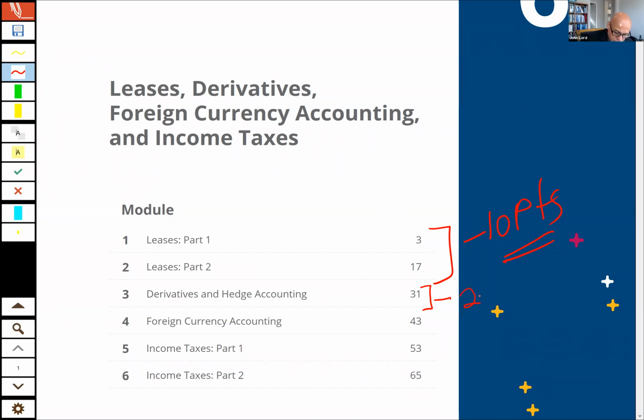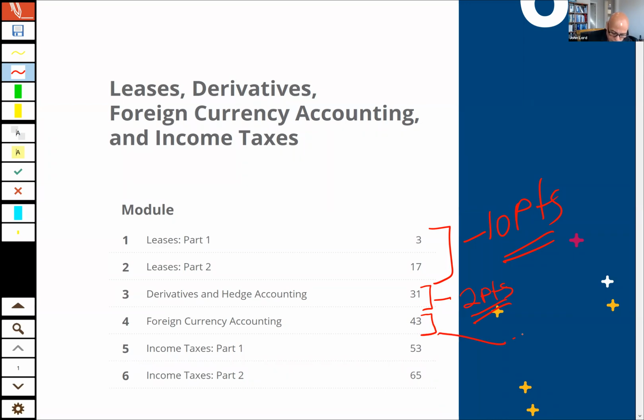Derivatives and hedge accounting, very light, about 2 points. I am going to ask you to review the pre-recorded lecture for that. They're not going to be asking about derivatives as much going forward on the exam. So I'm going to ask that you spend some time looking at that on your own. Shouldn't take you too long, maybe about 20 minutes, so that we save some time to help us keep a little better on track here.